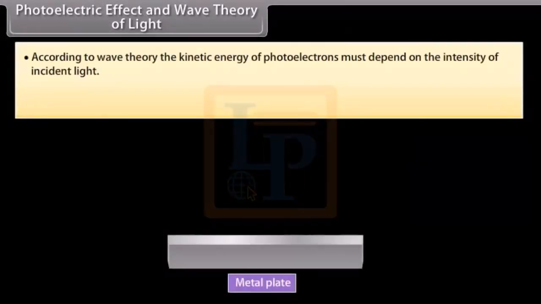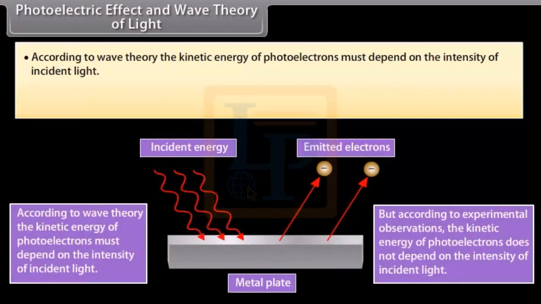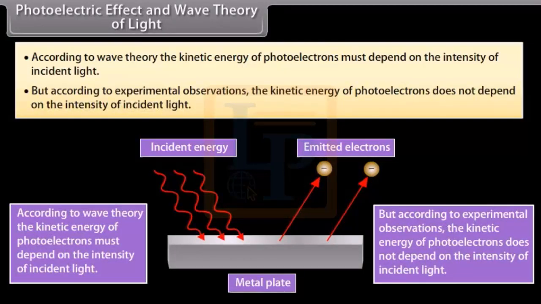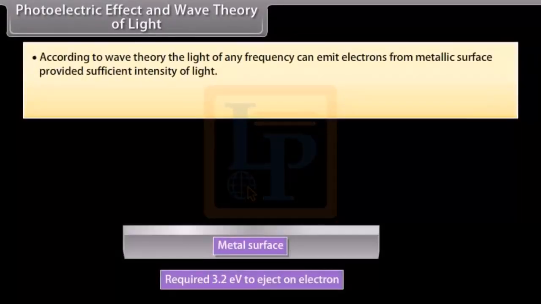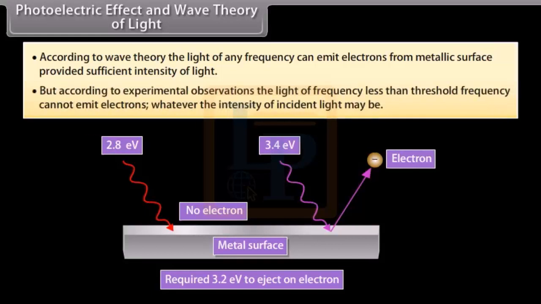Photoelectric effect and wave theory of light. According to wave theory, the kinetic energy of photoelectrons must depend on the intensity of incident light. But according to experimental observations, the kinetic energy of photoelectrons does not depend on the intensity of incident light. According to wave theory, light of any frequency can emit electrons from a metallic surface provided there is sufficient intensity of light. But according to the experimental observations, light of frequency less than threshold frequency cannot emit electrons, whatever the intensity of incident light may be.